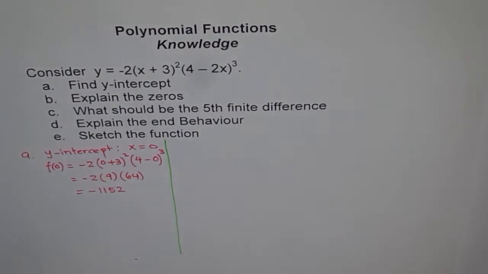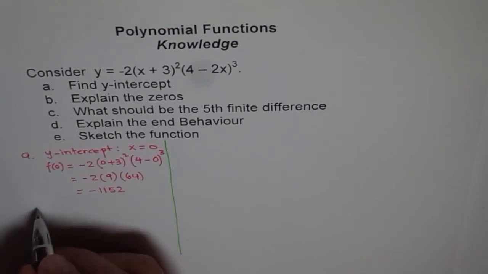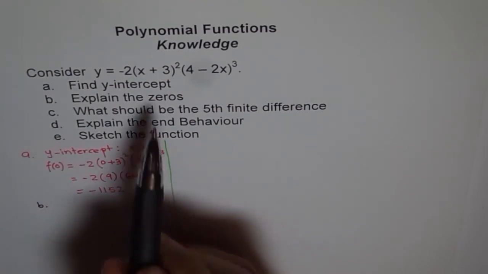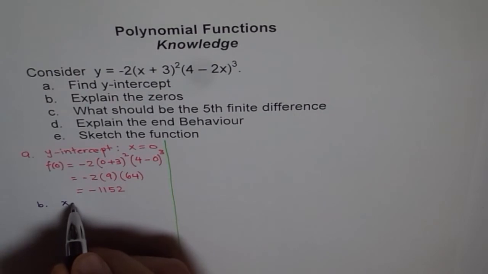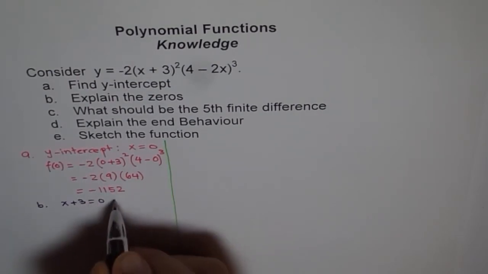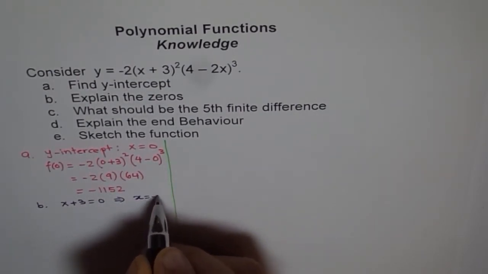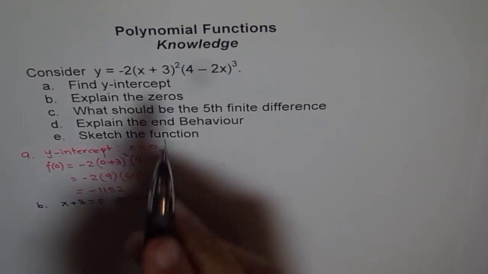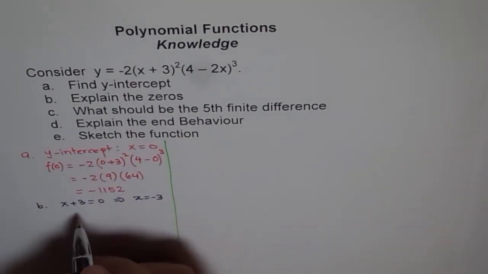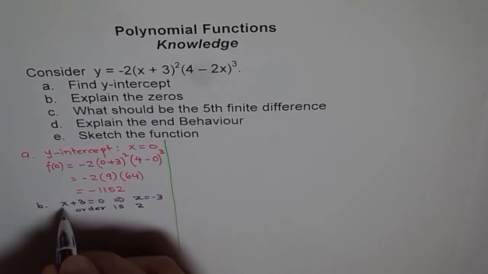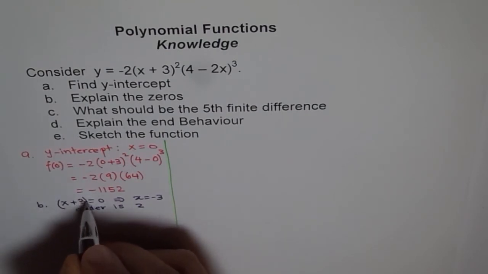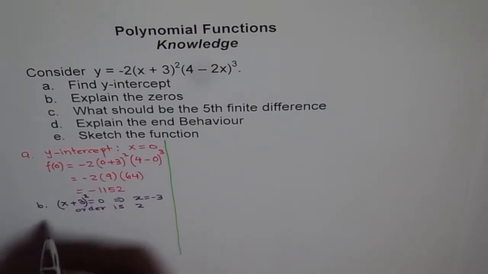Correct. Now second is explain the zeros. So let's do zeros now. Part B is zeros. We can see there are two kinds of zeros here, right? Because there are two factors which could be 0. So either x plus 3 equals 0, that implies that x equals minus 3. Now here this factor is to the power of 2, right? So the order of the zero is 2, right? Because this is basically (x plus 3) square. So that's the first zero.